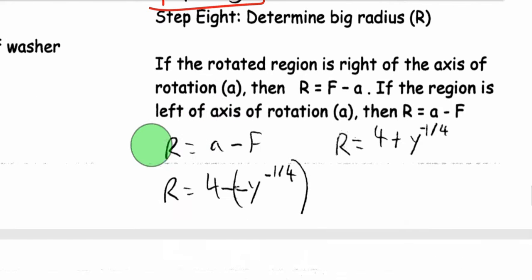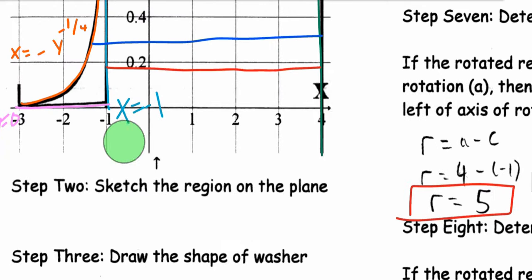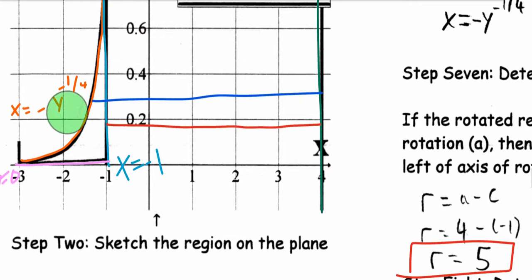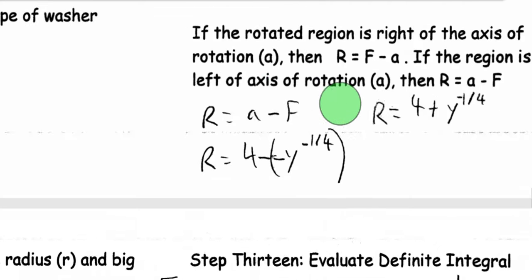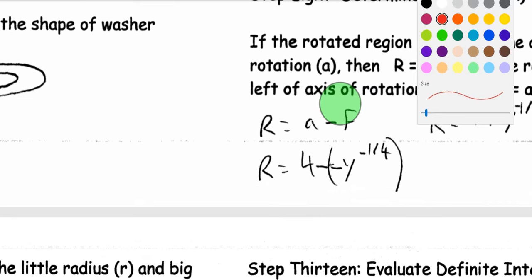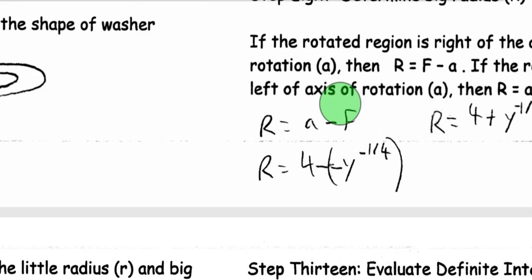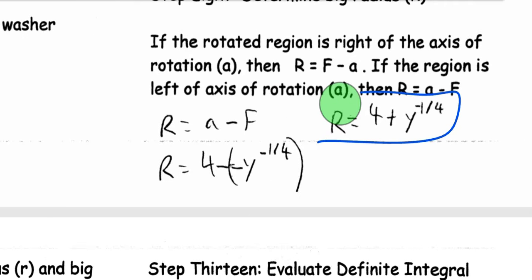Big R is going to be the same thing, where you're taking your axis of rotation, since it's to the right of your region, and it'd be the axis of rotation minus the function furthest away. 4 minus negative y to the negative 1/4. If you do 4 minus negative y to the negative 1/4, you get 4 plus y to the negative 1/4, which will be your big R. And again, in this case, we've used a darker blue, so I'm just going to square that off with a darker blue.